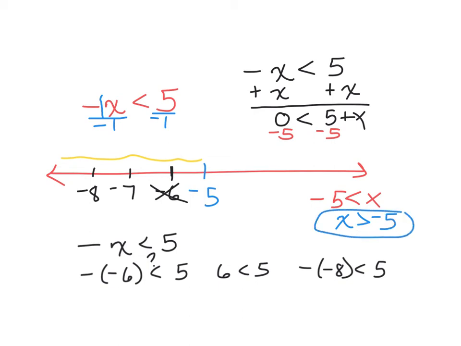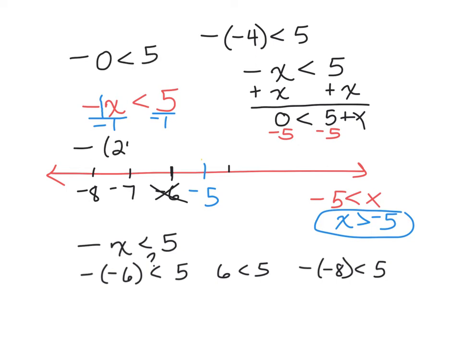The reality is that the points that solve this inequality are all the ones that are greater than negative 5. If I check a value like negative 4, it is true that the opposite of negative 4 is less than 5. Or the opposite of 0 is less than 5. Or the opposite of 27 is less than 5. Every number up here, when I take its opposite, it will be less than 5. Strange little thing happened there. So here's what you need to remember.